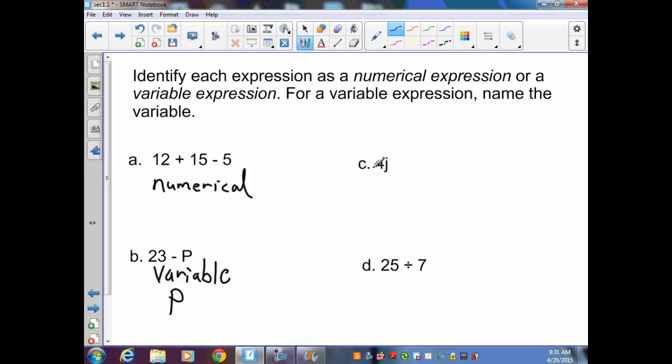My next one, 4J, this is a variable expression, and J is my variable. And my last one, 25 divided by 7. No variables in that expression, therefore that is just numerical.